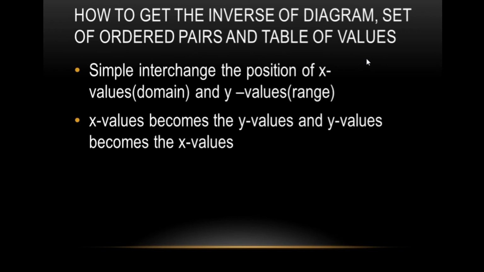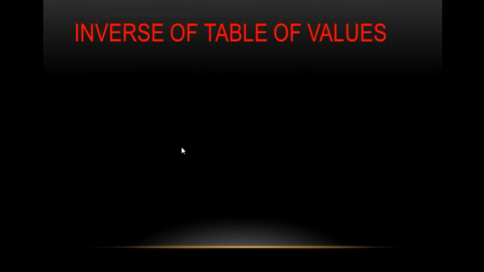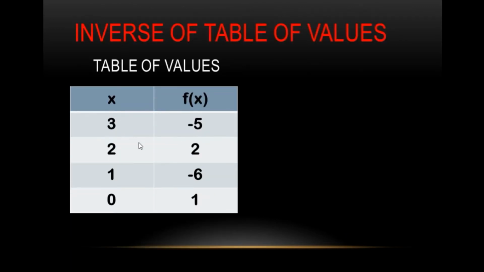Now, how to get the inverse of a diagram, set of ordered pairs and table? Simply interchange the position of x values and y values. Para makuha mo yung inverse, x values become the y values and y values become the x values. So, nagpapalit na talaga sila ng position. So, the inverse of the table of values such as this is: x is 3, 2, 1, 0 and f of x is negative 5, 2, negative 6, 1.